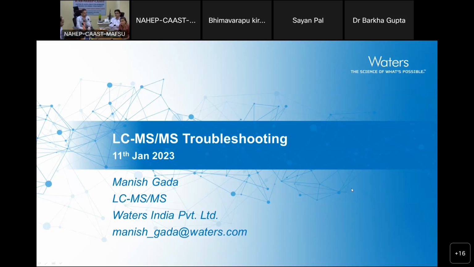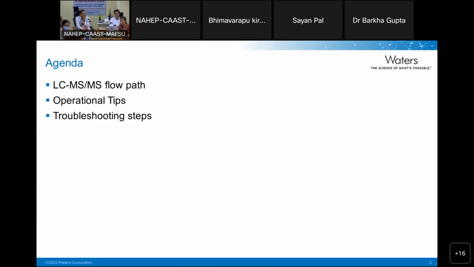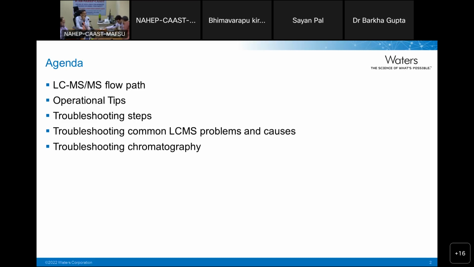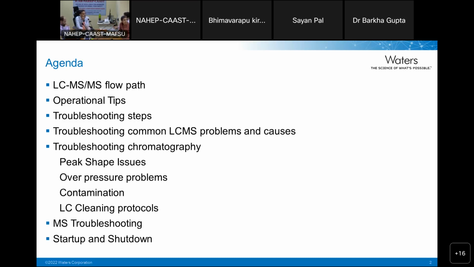So we start the presentation. The agenda: understanding the LCMS flow path; the operational tips when you are using the instrument, what precautions and tips can help you get better results; the troubleshooting steps; understanding the common LCMS problems and causes and how to overcome them; understanding the chromatography or basic LC related problems, most commonly peak shape issues, overpressures, then contaminations, and finally the LC cleaning protocols, what we can do regularly to clean the LC part; then MS troubleshooting; and finally the startup and shutdown, how we can start up and shut down the instrument.